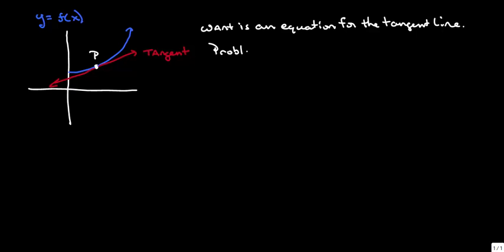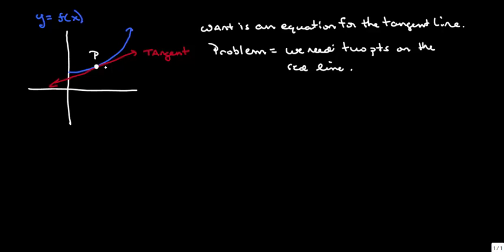Here's the problem. In order to get the equation for any line, you need 2 points. The reason we need 2 points is to generate the slope, to tell us how much we're changing from one point to another. The slope describes the behavior of the line. So the problem is we need 2 points on the red line, and we only have 1 point on the red line. We only have P.